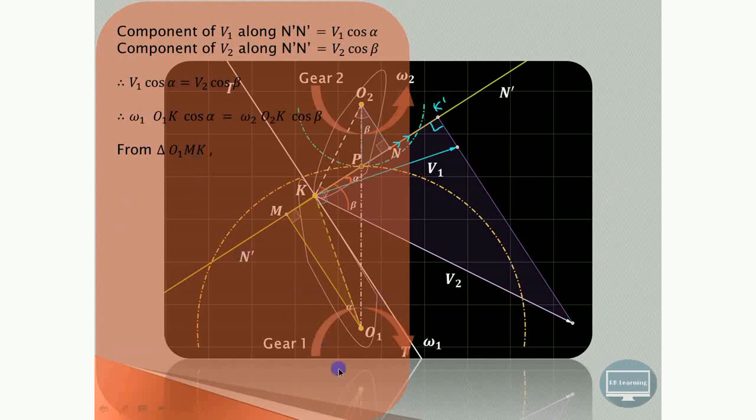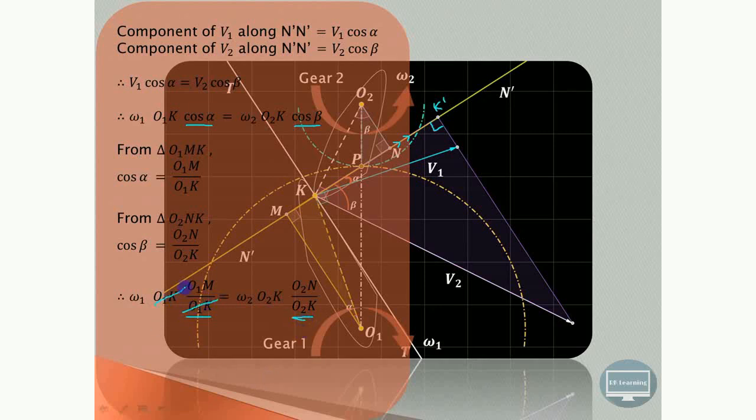Now from the right angle triangle O1MK, cos alpha is nothing but the adjacent side O1M divided by the hypotenuse O1K. Similarly, from the right angle triangle O2NK, cos beta is nothing but the adjacent side O2N divided by the hypotenuse O2K. Now we can substitute these values: in place of cos alpha we substitute this value, and in place of cos beta the value that we have substituted is this one.